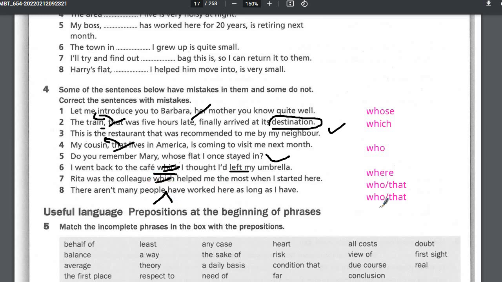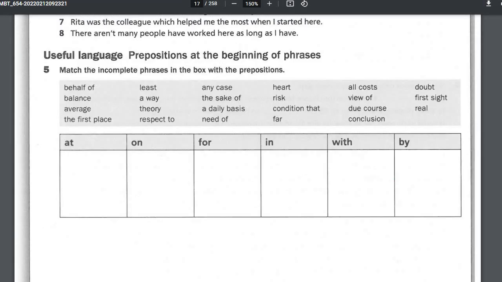And the same here, who or that, because it's defining, so no problem. And next exercise, this may be one of the most hated areas of the English language, prepositions. So decide where each of these goes.